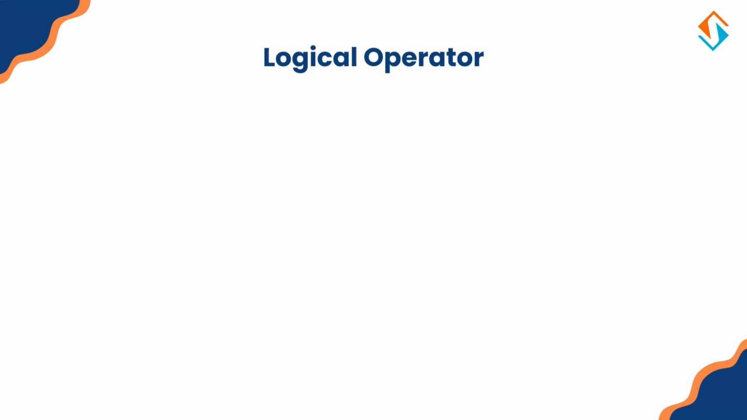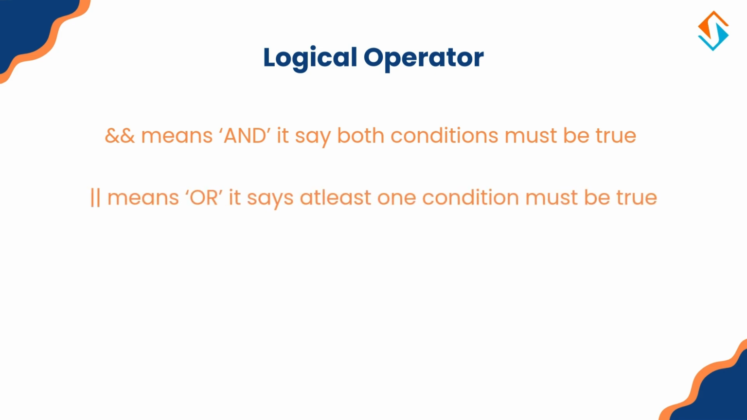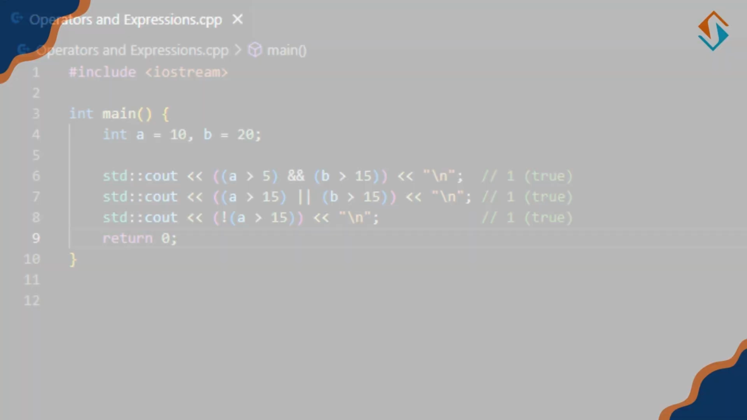Third is logical operators. Now, logical operators help you combine multiple conditions. Double ampersand means and. It says both conditions must be true. Logical or means or. It says at least one condition must be true. Exclamation means not. It reverses the condition. Here's an example. This is great for making decisions, like checking if someone is eligible for something based on multiple criteria.